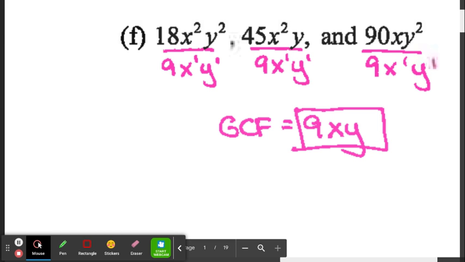So I'm going to pause my video now, and next we'll move on to page 2. We've worked on finding the GCF. On the next page, we're going to work on actually factoring the entire problem.